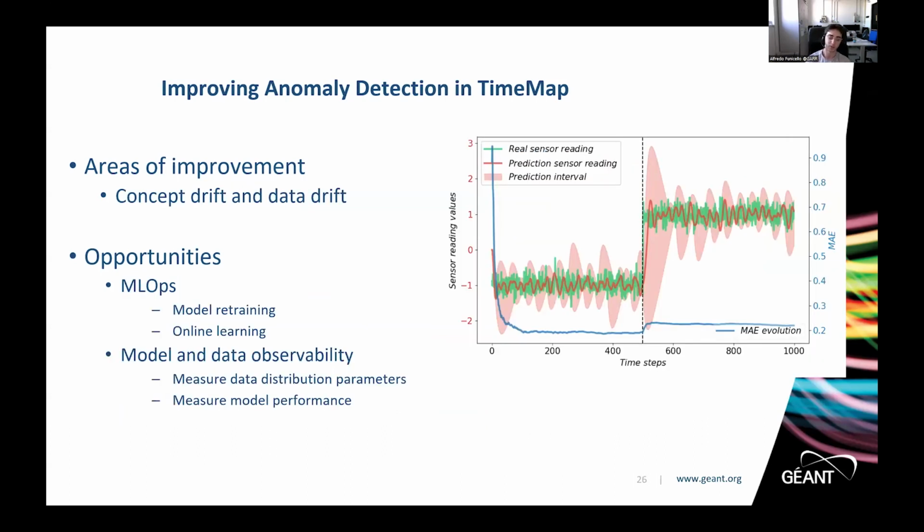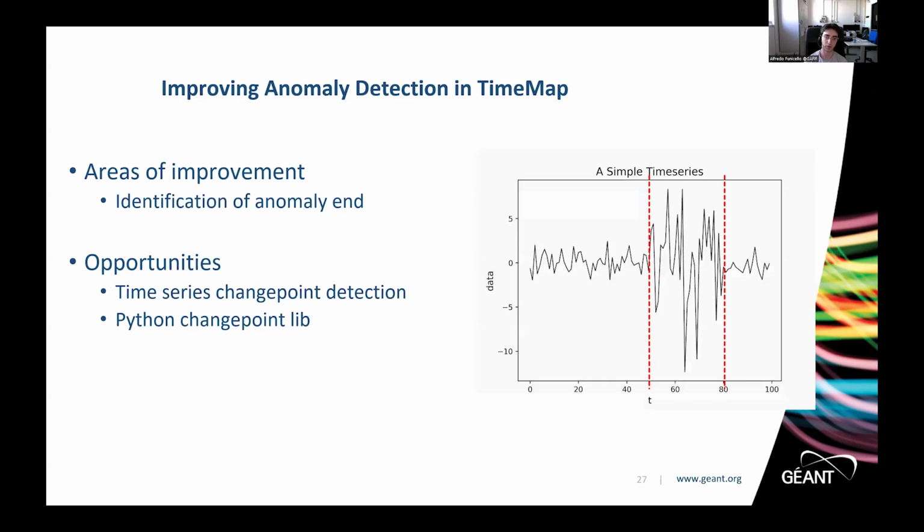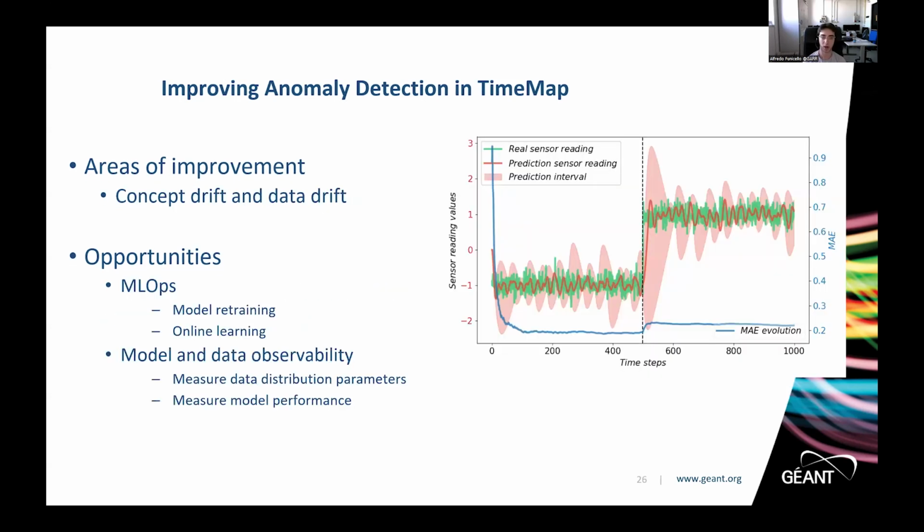In such a complicated environment as the networking one, distributions of data are subject to changes, and that reflects on the performance of the anomaly detection models. So we want to introduce more observability of concept drift and data drift by better monitoring model performances and the data distribution parameters.